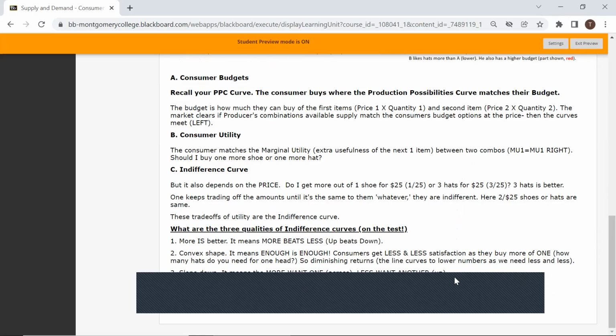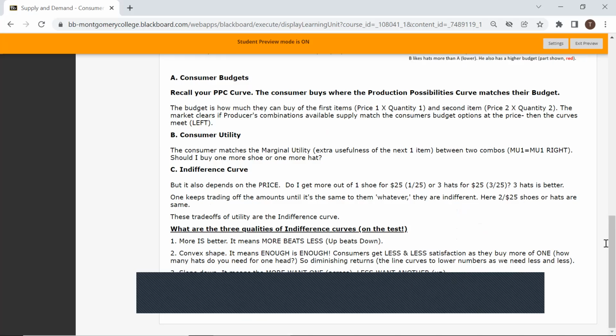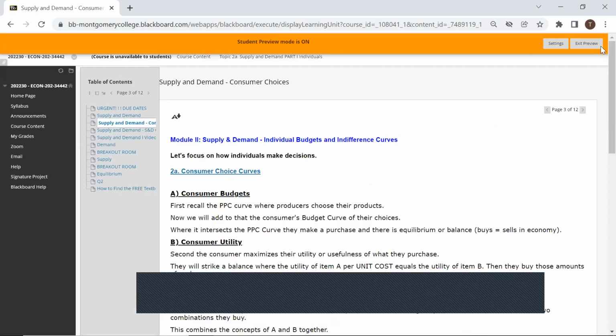And it slopes down. It means the more you want one, the less the other. So it slopes downwards like a ski slope. This also slopes downwards. It curves, but downwards, not upwards. It doesn't go this way. It goes this way, downwards, which means you trade off one for the other. Okay, so those are the 3 qualities of indifference curves. And we're going to leave it there for our discussion of consumer budgets.